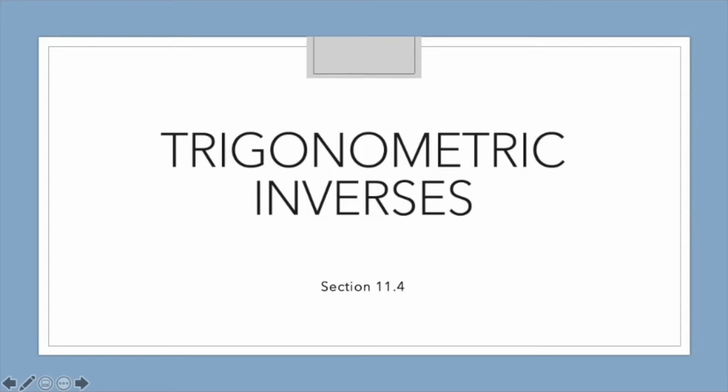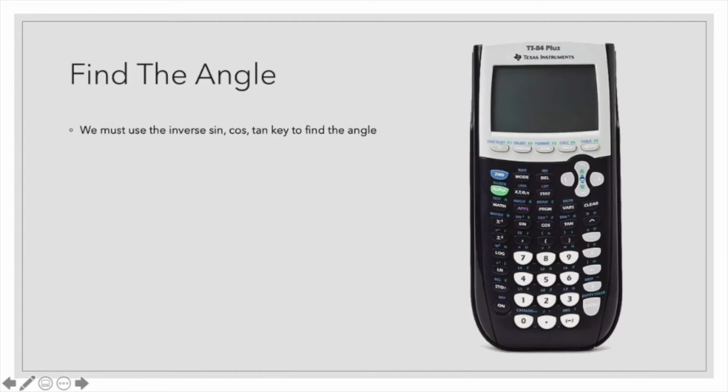Okay, today we're going to be studying trigonometric inverses. This is section 11.4. Let's get started. When we're talking about inverses with trigonometry, we're talking about finding the angle measure. We're going to be doing this with the sine, cosine, and tangent.